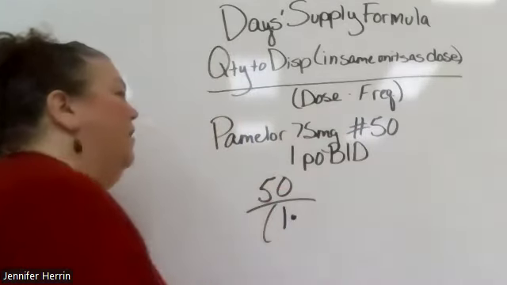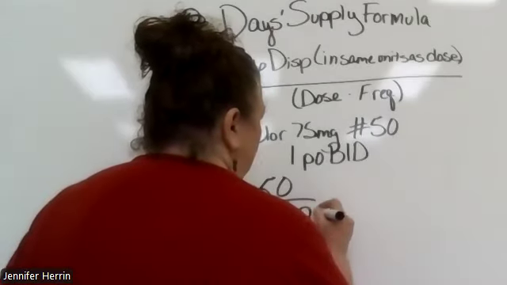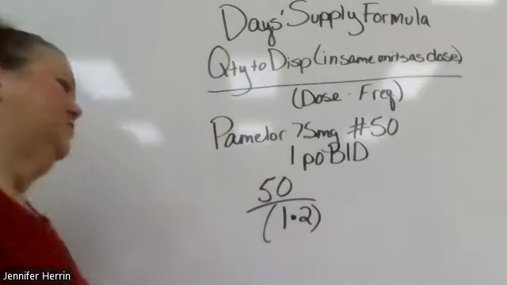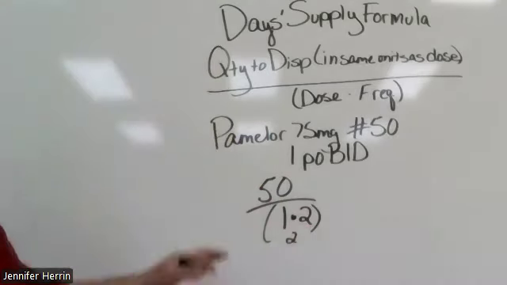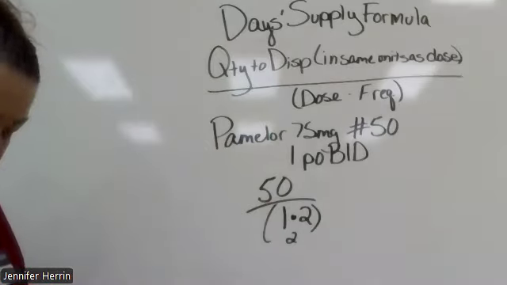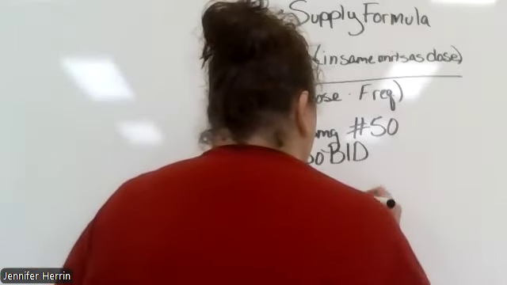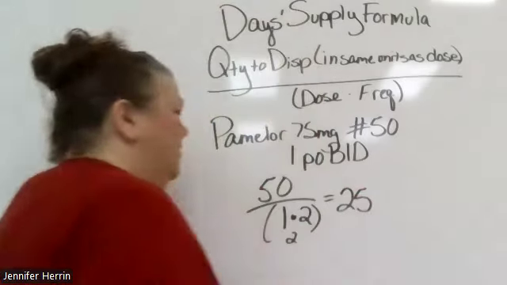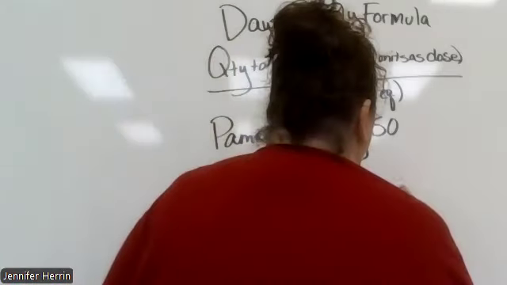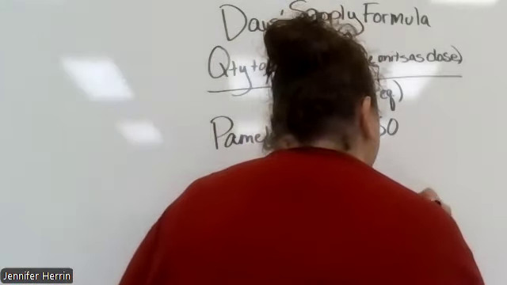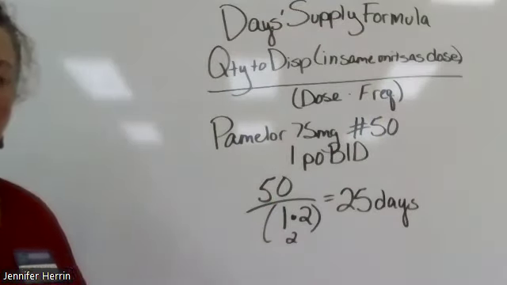What's my frequency? How often is this taken? Twice a day. So 1 times 2 is going to give us 2. Just going to jot that there. So that means we're dividing the 50 by 2. 50 by 2 is 25. So with this prescription, the way it is ordered, should last 25 days. That is what we would bill the insurance.